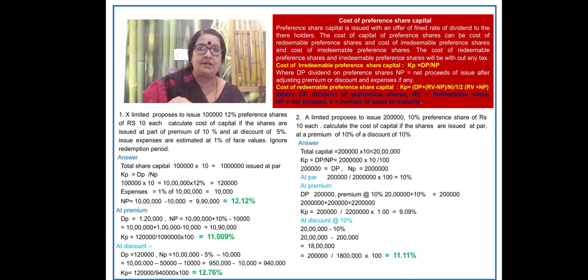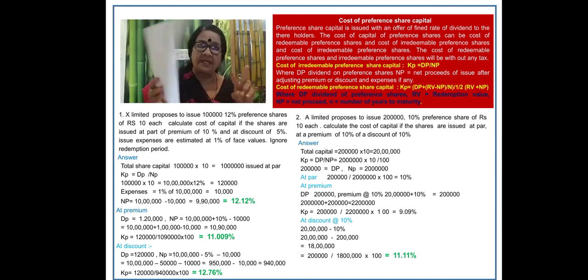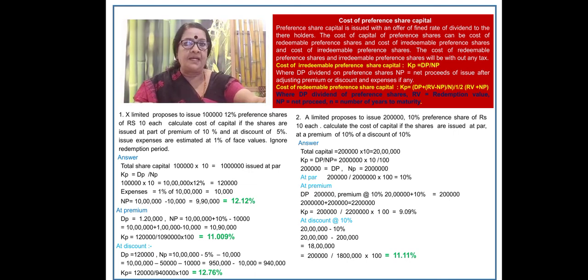So this is the equation for redeemable preference share capital. While we study the cost of capital of preference shares, there will be two categories: irredeemable preference shares and redeemable preference shares. You can look into the first problem.